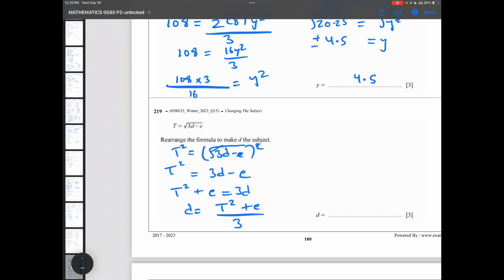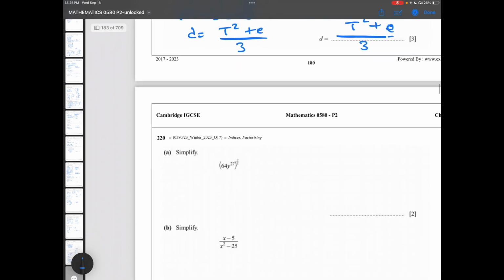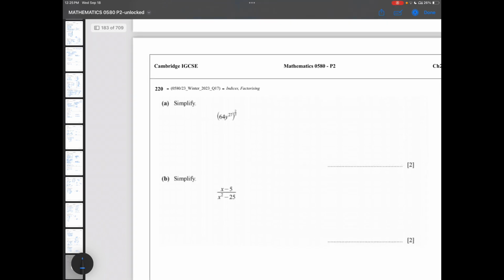We have made d the subject. D is equal to t square plus e upon 3. Now question number 220.